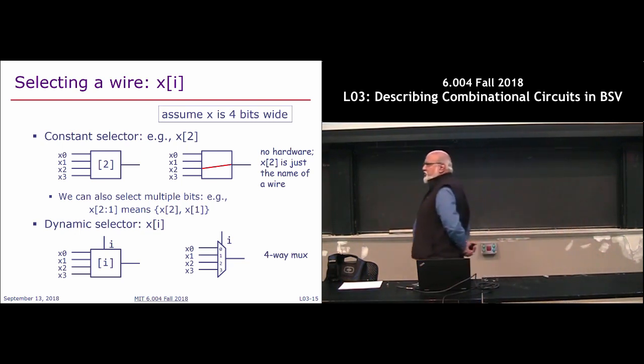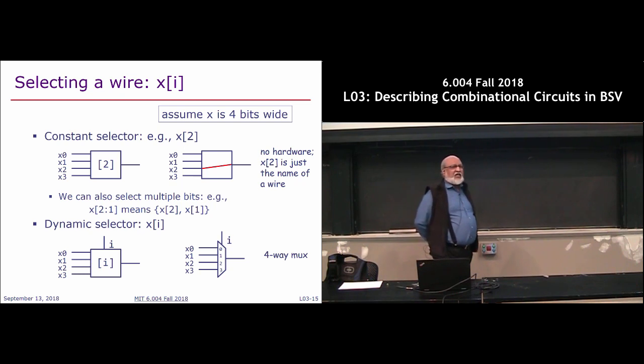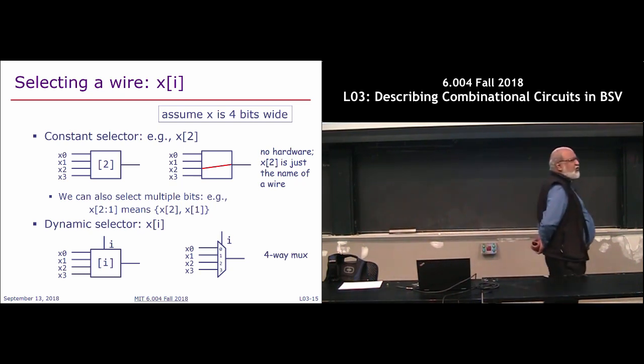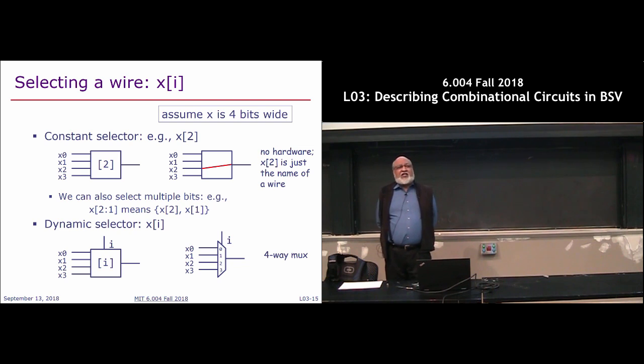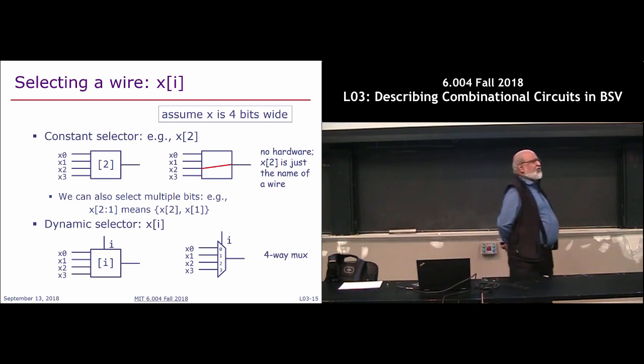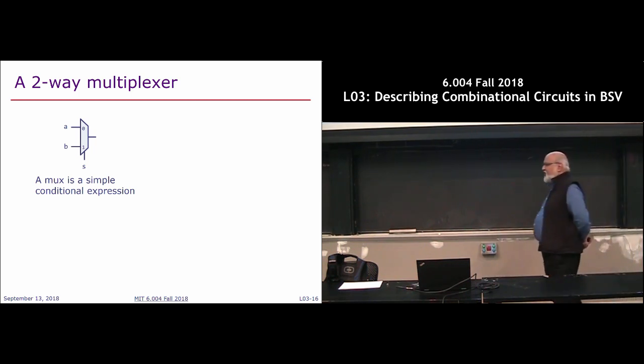We call them muxes. You have four possible inputs, and depending upon the value of I, the value you want on the output is one of those four. If I is equal to 0, then I want x0. If I equals 2, then I want x2, and so on. The difference between the first case and the second case is that I really do not know the value of I, so I have to do some work at runtime. I have to build a circuit which can dynamically select. Muxes are used all over hardware design, so let's see how they work. So here is a two-way mux.